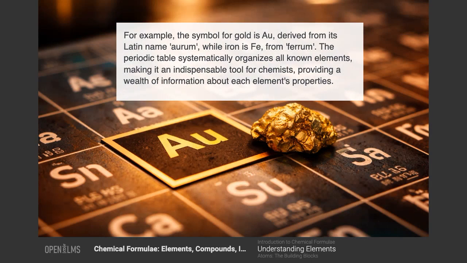For example, the symbol for gold is Au, derived from its Latin name aurum, while iron is Fe from ferrum. The periodic table systematically organizes all known elements, making it an indispensable tool for chemists, providing a wealth of information about each element's properties.